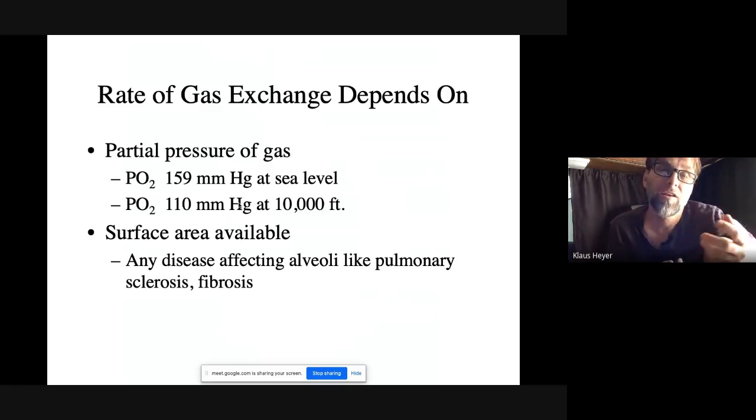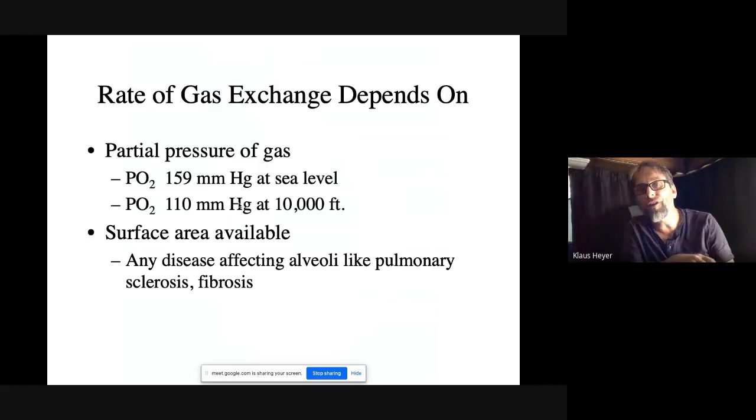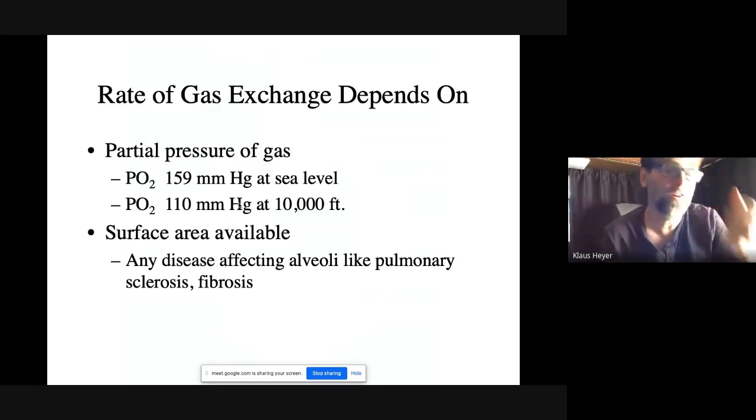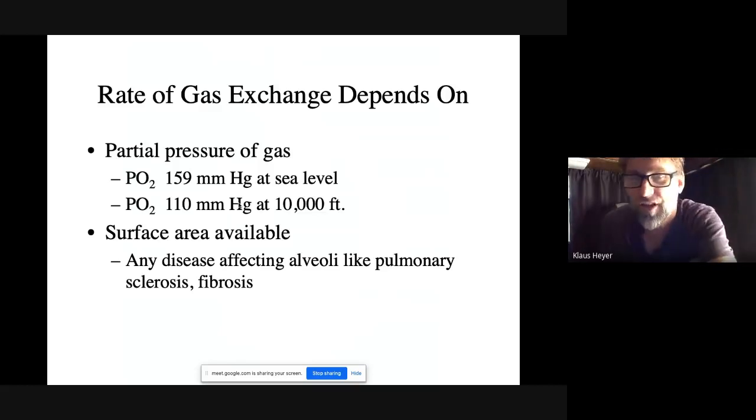But that scar tissue, that sclerotized alveolar tissue, is not going to let oxygen pass. So as time goes by, more and more of that alveolar tissue gets hardened, and that would decrease the surface area available. So you're going to be breathing in oxygen and breathing out oxygen. You're not going to have exchange.